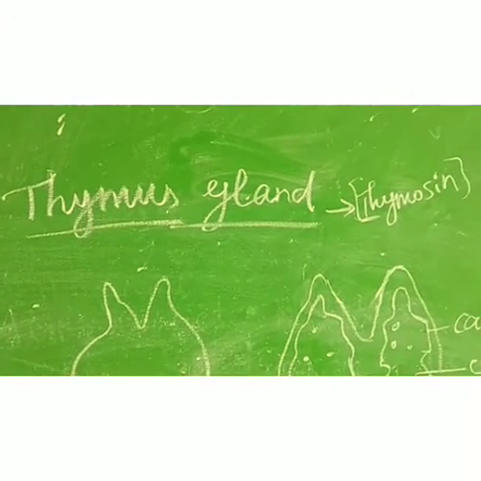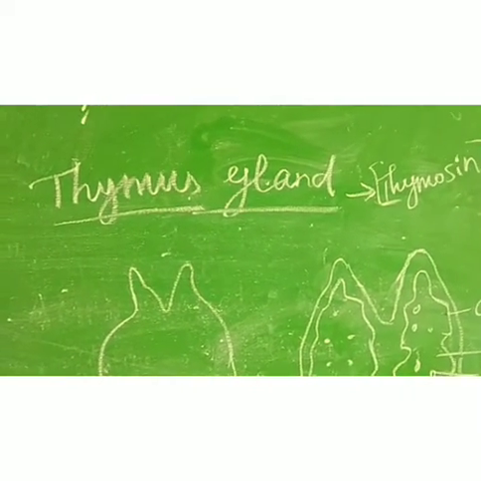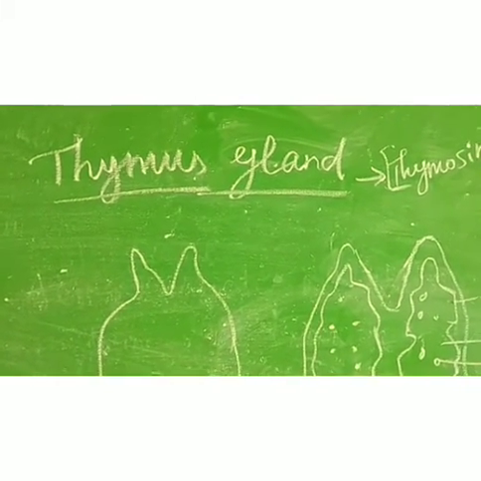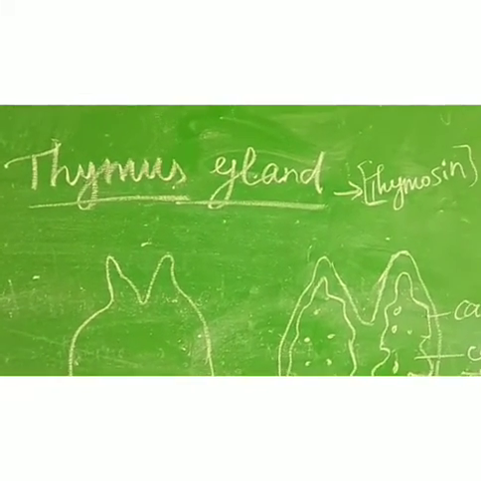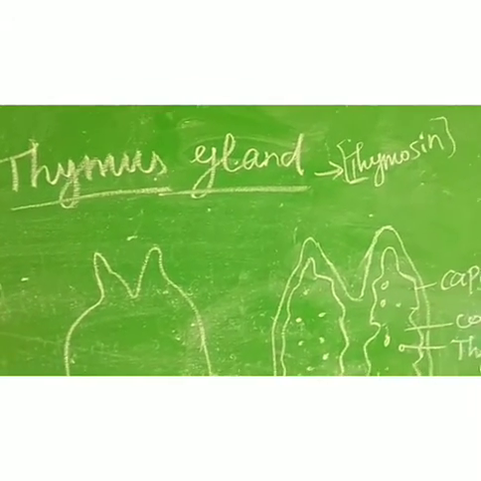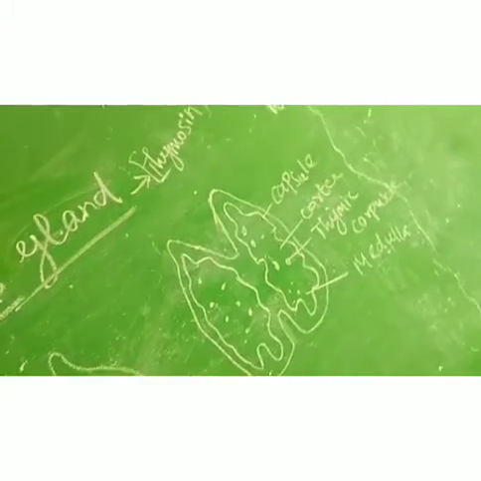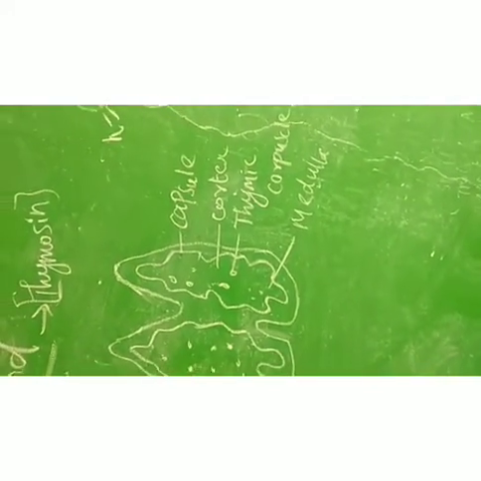Next we go to see the thymus gland. The thymus gland is partially an endocrine gland and partially a lymphoid gland, so it is both endocrine and lymphoid. It is located in the upper part of our chest, covering the lower end of the trachea. The thymus secretes a hormone called thymosin.